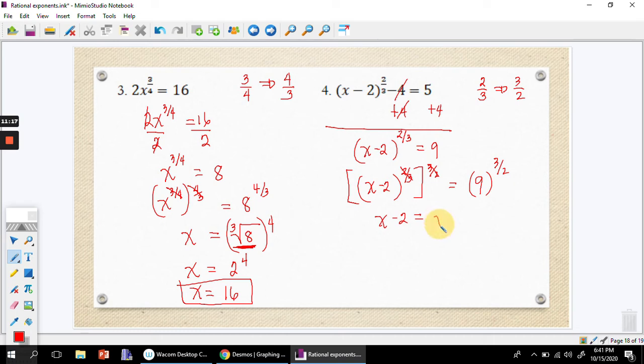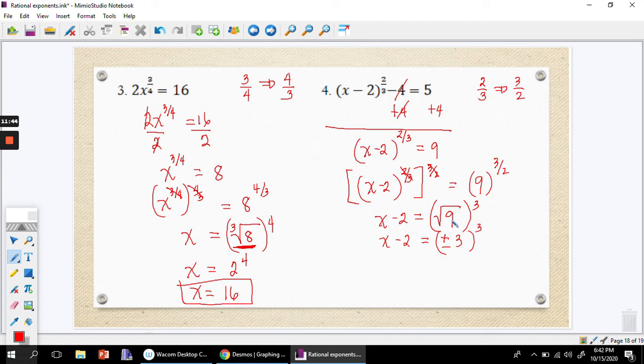So that will be the square root of 9. See, the index is 2, the denominator is 2, so the index is 2, raised to 3, right? So x minus 2, what is the square root of 9? Square root of 9 is 3. But you have to answer for that, one positive and one negative, raised to 3, right?